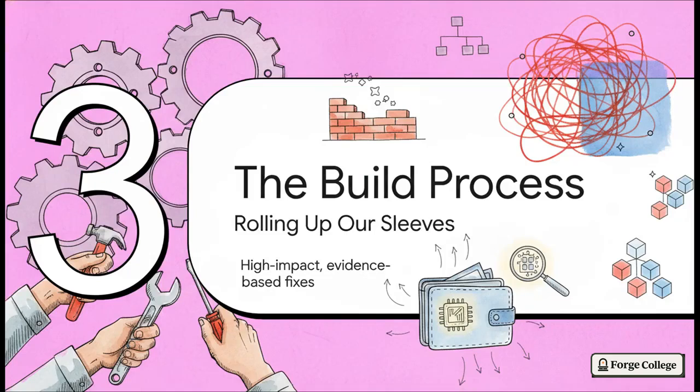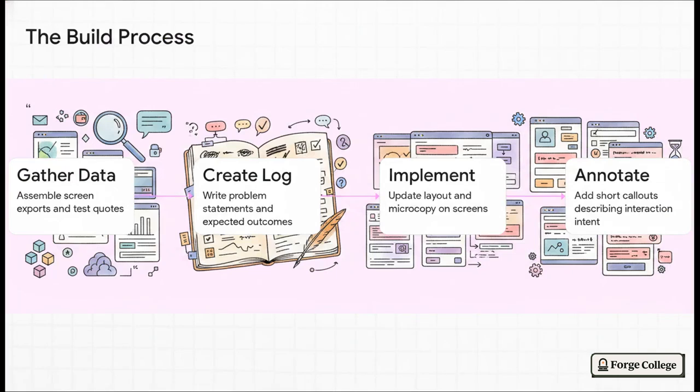Okay, part 3, the build process. Let's roll up our sleeves. Now, if you're familiar with how we do things in applied Solidity development, you probably know our mantra: prioritize high-impact fixes before sprawling redesigns. Our build cycle here is super tight. We're talking just 90-minute sprints.